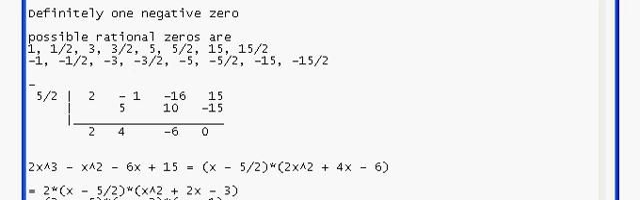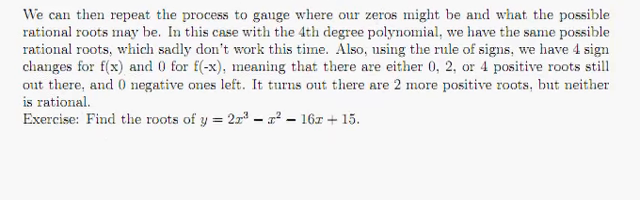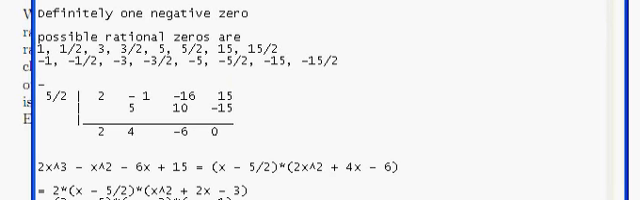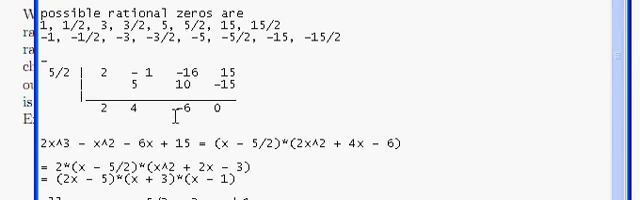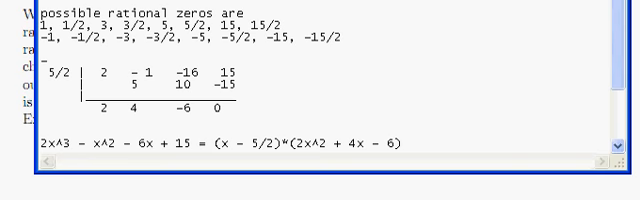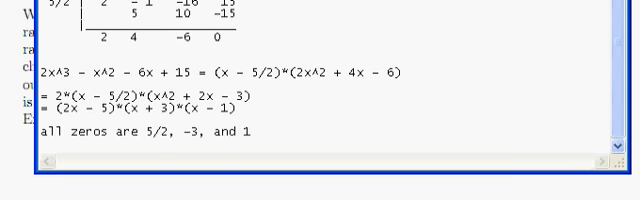So in short, what that tells us is, whoops, wrong button. Scroll up a little bit. There we go. So what that tells us is that in this case we had 3 zeros. So we had 5/2, minus 3, and positive 1. Again, this is exactly what we predicted using the rational roots theorem. We predicted that there were going to be either 2 or 0 positive values and 1 negative value. So indeed, here we found 2 positive solutions and 1 negative solution.